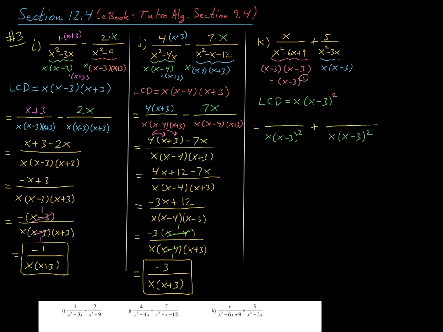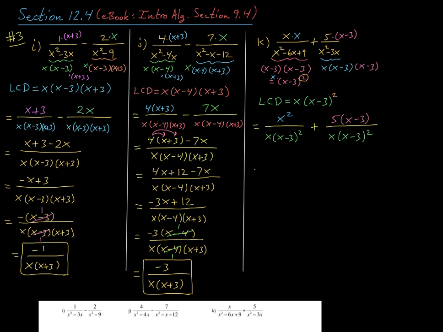And so what am I missing from the first fraction? Well, I'd be missing just that factor of x. So I need to multiply this by x, and then the x up in the numerator by x. That's going to give us an x squared. And then for the second fraction, I am missing a factor of x minus 3 to get to that x minus 3 squared. So this 5 has to be multiplied by the x minus 3. And so we get that.